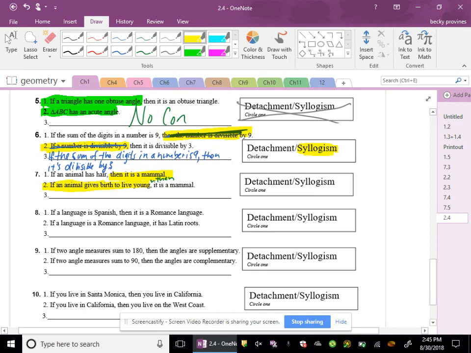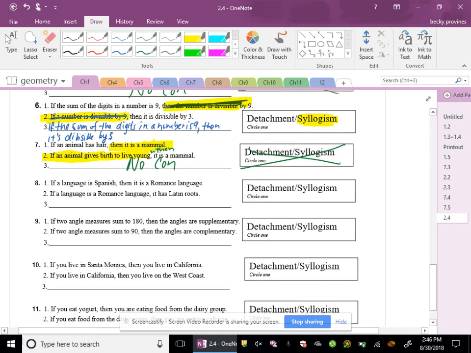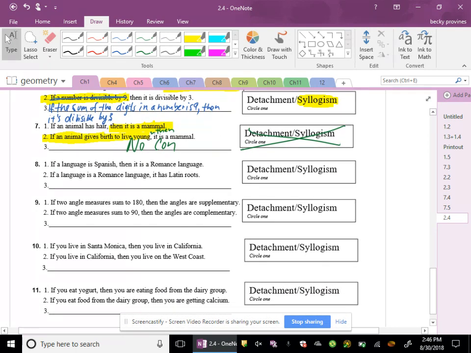Okay. So are those 2 sentences talking about the exact same thing? And they're not. What this one did is they ended both sentences with talking about how they're both mammals. So I'm going to say this one is no conclusion and cross out my choices because it's not all following the law.